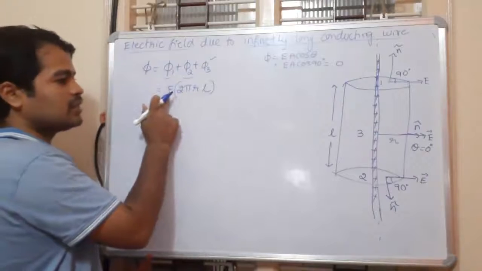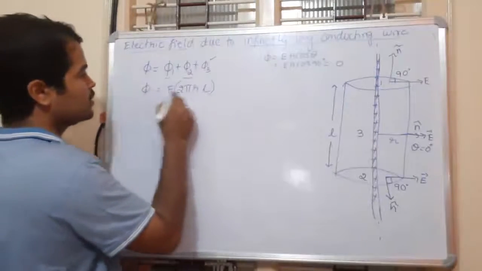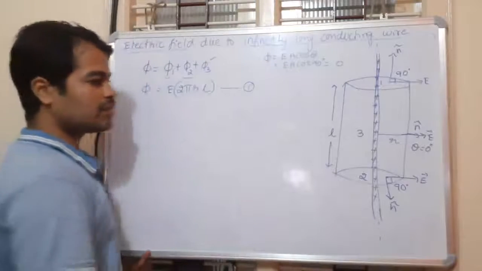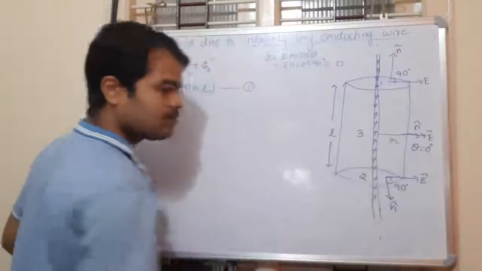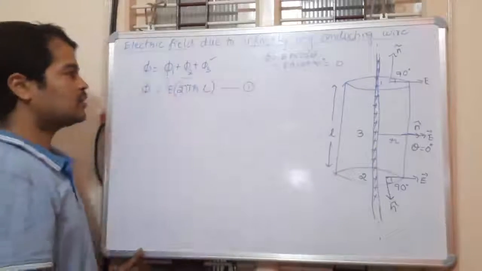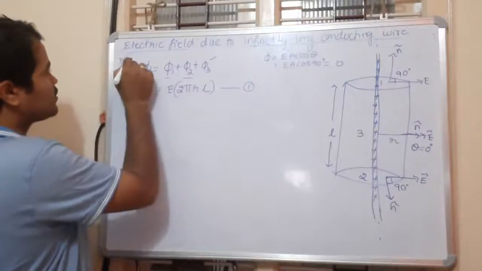So E is this much. Area of the cylindrical part, that is 2 pi R L. That is flux. So can we call this one equation number 1? Simple. 2 pi R is the circumference and length is L, 2 pi R. So this is equation number 1. What we got now is the electric flux.